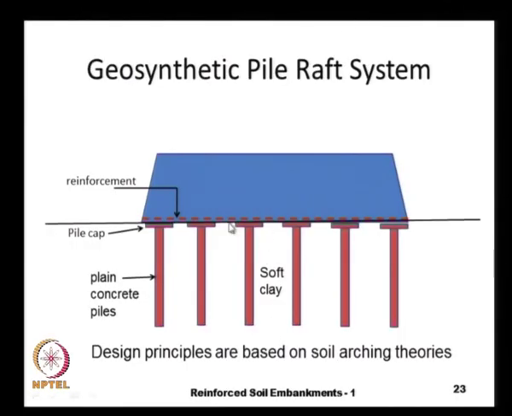Here, instead of the raft, what we do is we use a geosynthetic reinforcement, either a geocell or a planar reinforcement, to form a relatively stiff mat, and we use small piles with a pile cap. Invariably the piles that we use in the geosynthetic pile raft are plain concrete elements. They do not have any steel reinforcement, mainly because there is no bending.